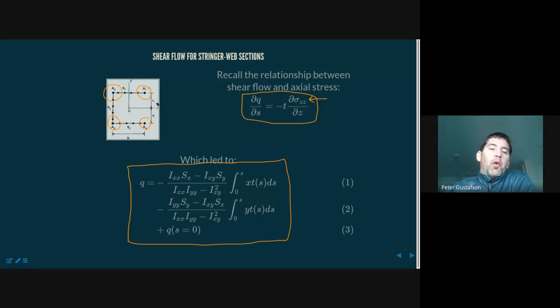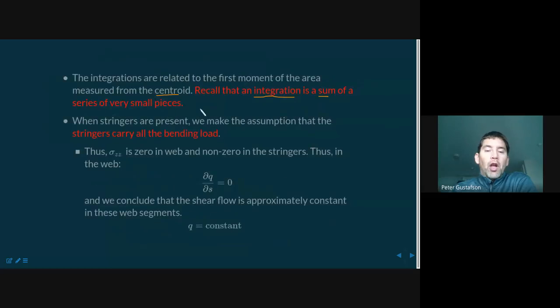But you can also look at this and say, well, the vast majority of the area that's present here is actually concentrated in these reinforcements. And so let's make the statement that we're going to assume, for the sake of argument, that the thin-walled portion of this structure is not carrying any bending load. So the bending load is carried by these big structural reinforcements and not carried by the thin-walled structure. That is an assumption we will make. We will make this assumption that the stringers carry all the bending load.